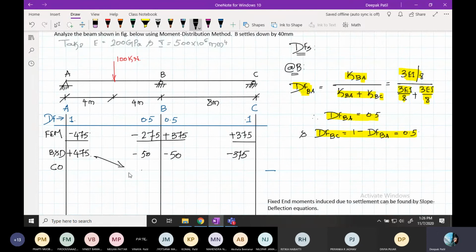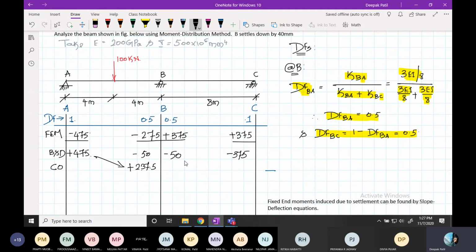So plus 475 divided by 2 is plus 237.5. Now, will you carry over from B to A? No, sir. Why? Because A is a pinned support and it is an end support. So you should not carry over from B to A.